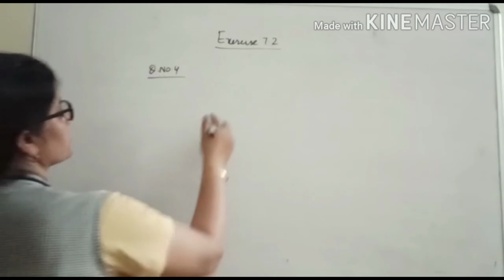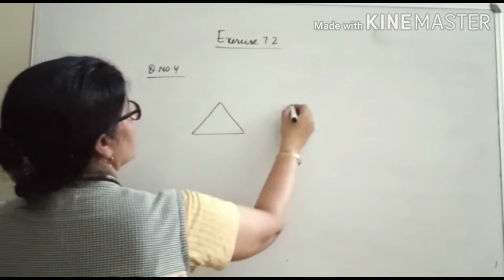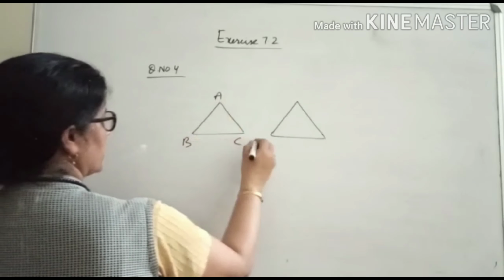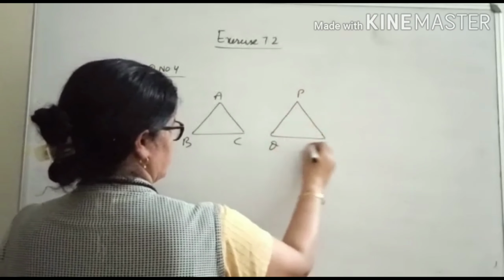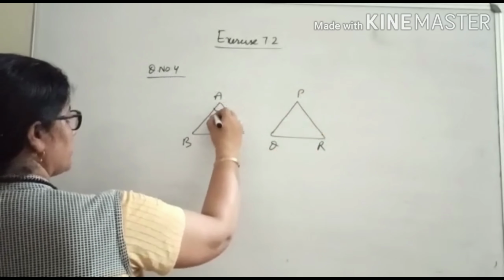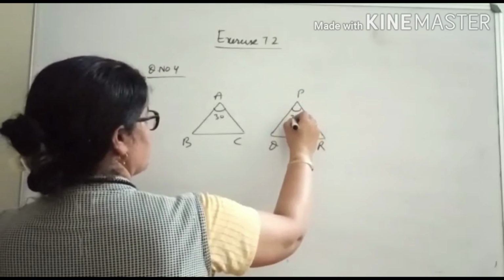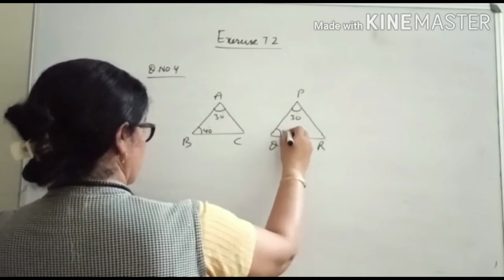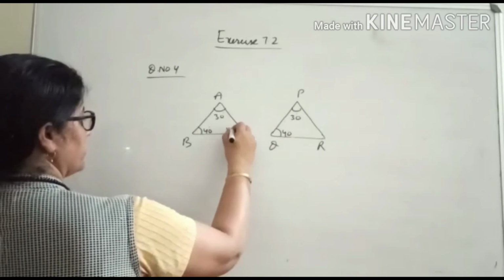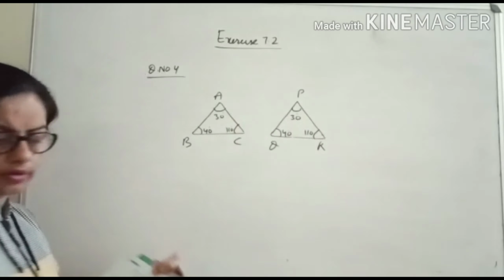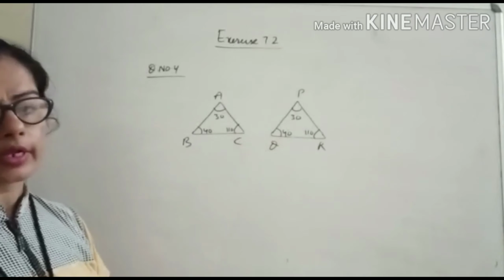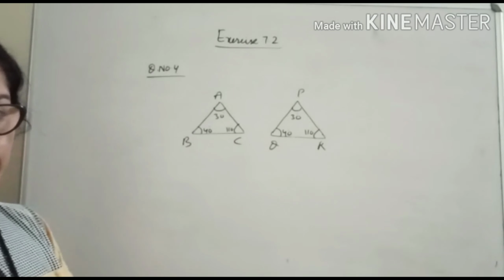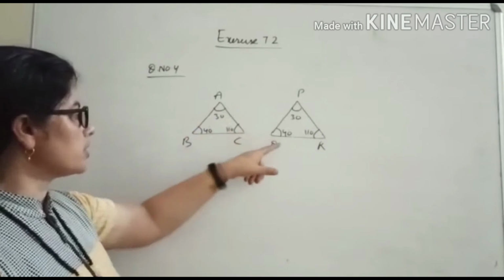See, these are two triangles. One is ABC and one is PQR. Angle A is 30, angle P is 30, angle B is 40, angle Q is 40, angle C is 110, angle R is 110. These are two triangles and all three angles are equal, and he is asking whether these triangles will be congruent or not. So no side is given to us.